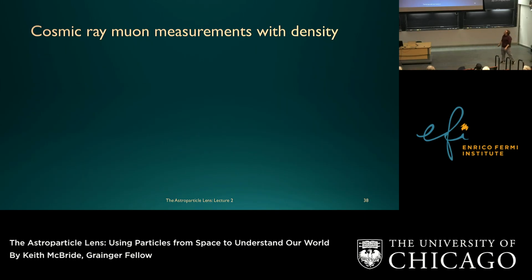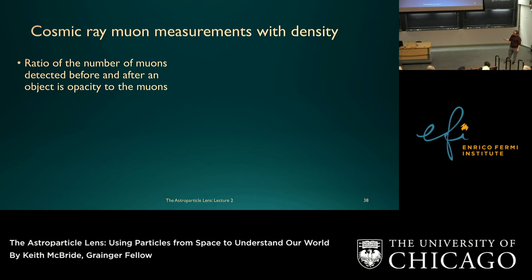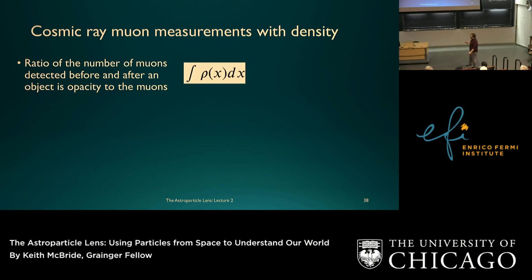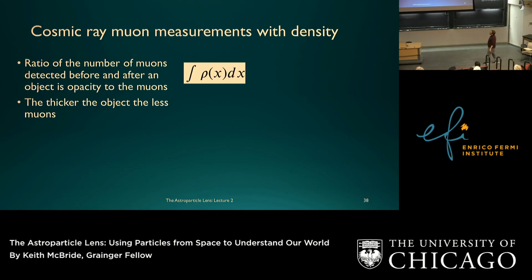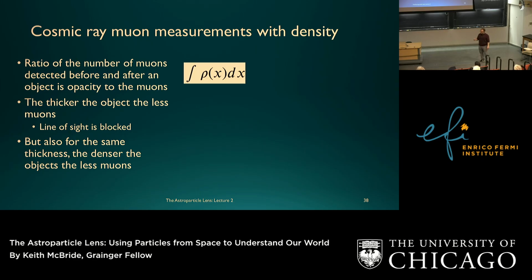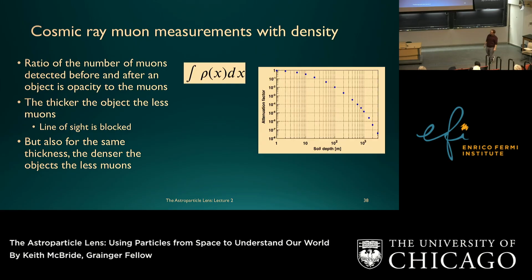And so the cosmic ray muon measurements with density was sort of a novel thing. You could make a measurement of what's called the opacity, right? And so the opacity is just a measure of the reason that we're seeing fewer muons is because of all of the density along the thickness of a material, right? The thicker the object is, the fewer muons you'll get. But also, if you had the same thickness of two different materials, the denser one would give you fewer muons, right? All those muons would lose energy throughout.